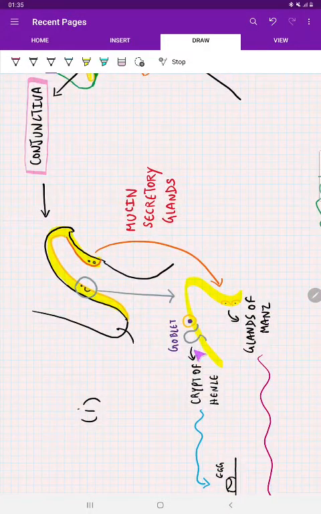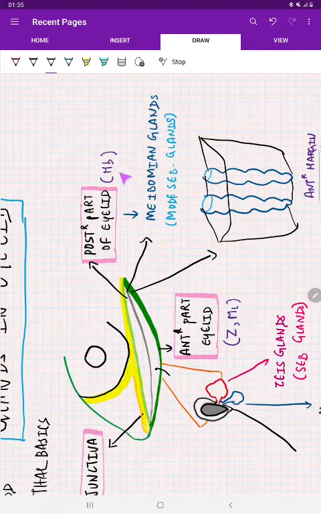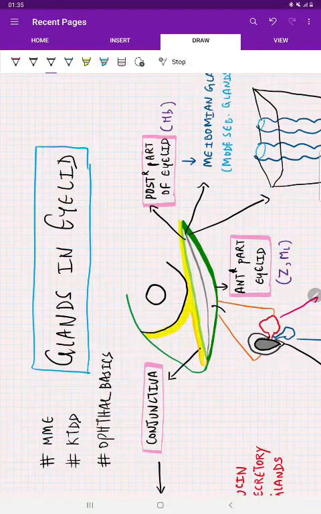Manz, Henle's crypt and goblet cells come under the mucin secretory glands. This gland is the sebaceous gland. Moll's gland is a modified sweat gland, which is present in the anterior part of the eyelid. That is Moll. It is in the anterior eyelid, and in the posterior part of the eyelid we have the meibomian gland or tarsal gland. So I hope this video gives a clear idea about where the glands are, what they are, and their location.